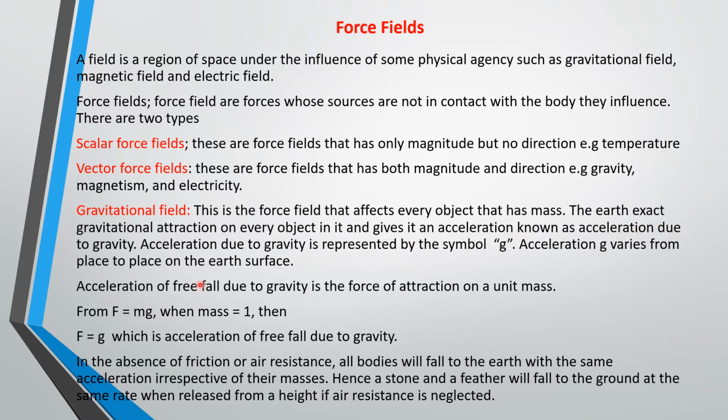Acceleration g varies from place to place on the Earth's surface. All right, so that is true, and that is why the weight of an object varies, but the mass remains a constant. Okay, so for free fall acceleration, when the mass of the body is equal to one, then the force of gravity will be equal to acceleration due to gravity. So an object that is experiencing this is said to be experiencing free fall.